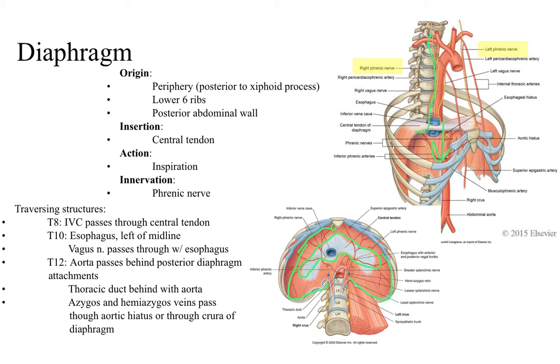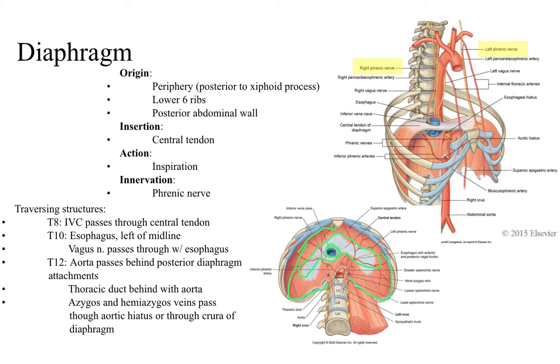So if you remember anything about nerves from this mediastinal lecture, remember the phrenic nerves. The phrenic nerves are associated with the diaphragm and cause the diaphragm to contract during normal, regular breathing. All right, but there are structures in the thoracic cavity that have to traverse the diaphragm in order to get to the abdominal cavity. And so it's important to know what these structures are, where they pass through the diaphragm, and in relation to each other. So at the level of about T8, thoracic vertebra 8, the inferior vena cava passes through.